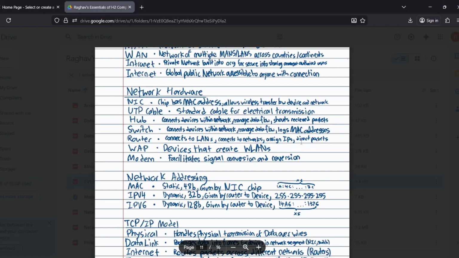Beyond this, we have WAPs. These are wireless access points. They're devices that just create WLANs. A WLAN is not the same as a WAN.